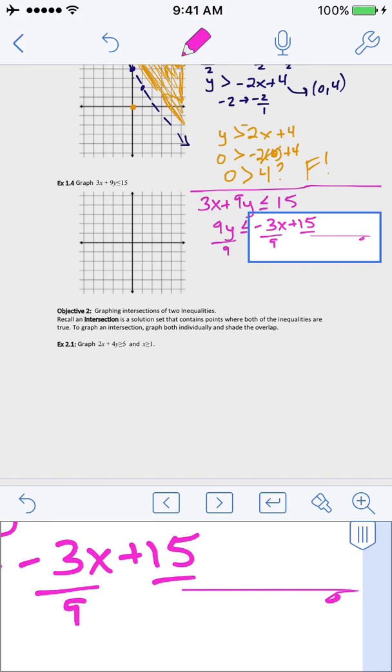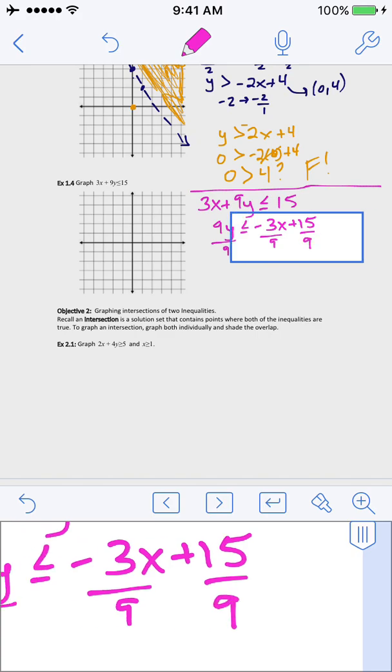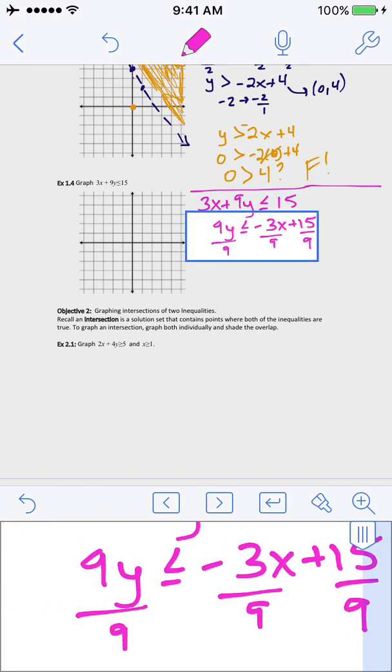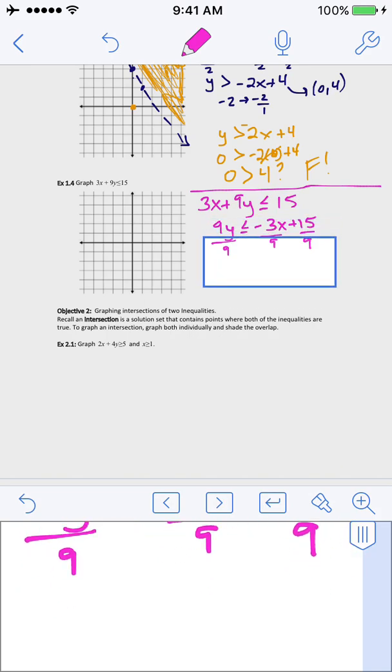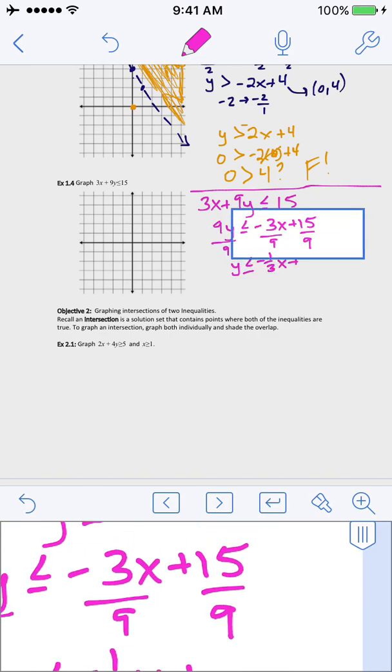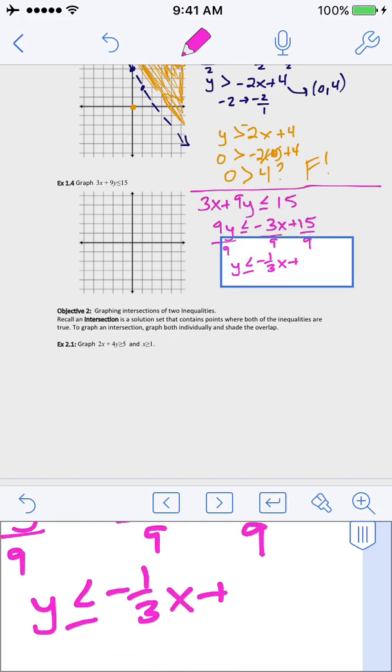Again, it's not being divided by a negative 9, so I don't need to worry about switching the sign at all. They only need to if it actually happens. So y is less than or equal to negative 1/3 x plus, if we reduce that a little bit, that would be 5/3.